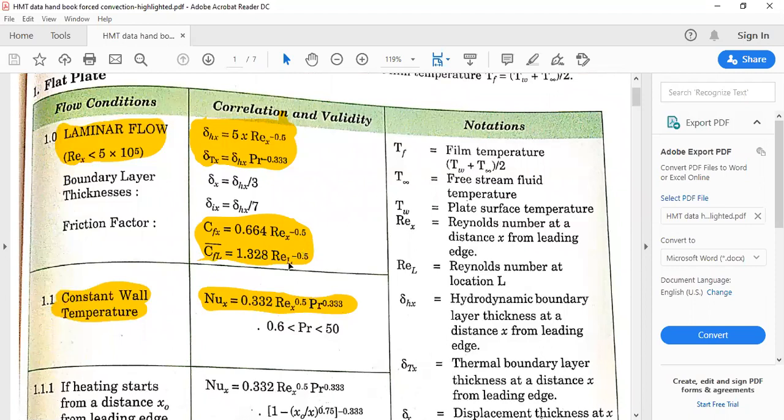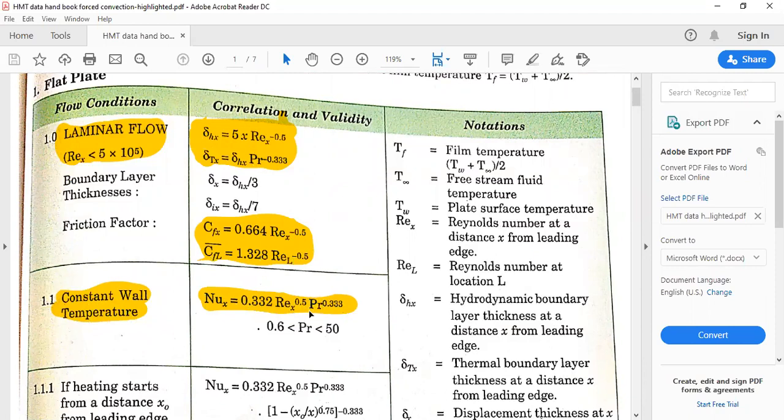Then once you get the boundary layer thickness, you might be asked to find the heat transfer coefficient. To get the heat transfer coefficient, you need the value of Nu. Nu is nothing but h into characteristic length divided by thermal conductivity. So to get h, you need to find the Nusselt number. To find the Nusselt number, use this equation 1.1, that is for constant wall temperature. That means here we are considering the wall surface temperature to be constant. So with that, use this equation Nu_x is equal to 0.332 Re_x power 0.5 and Pr power 0.33.